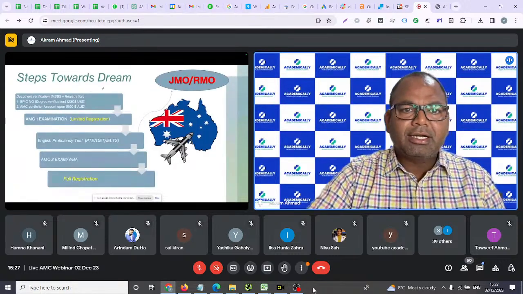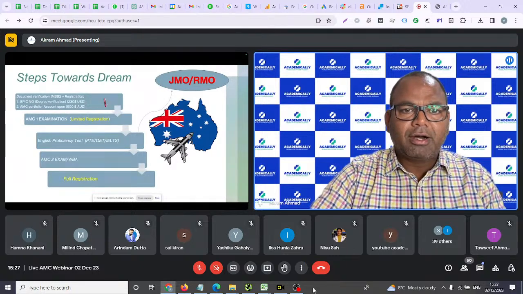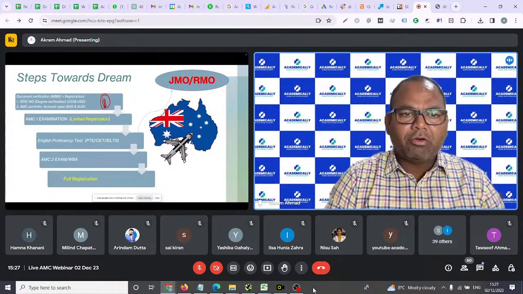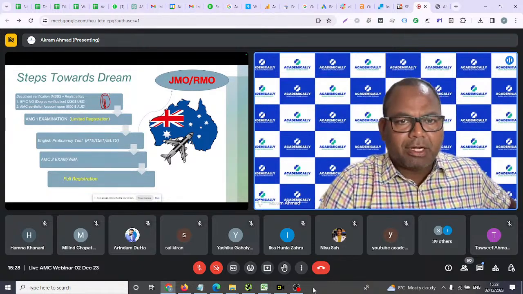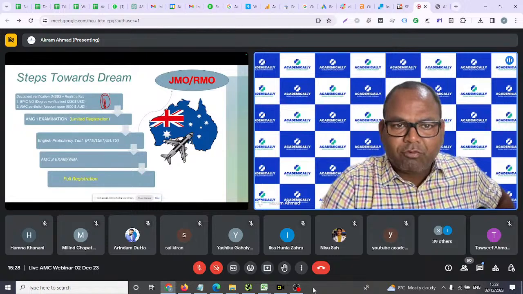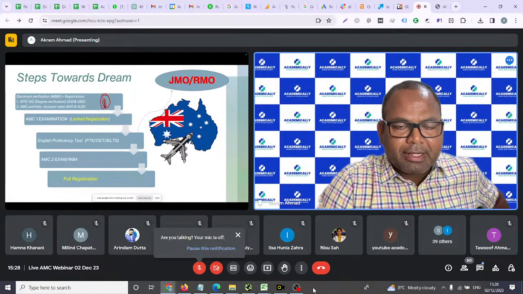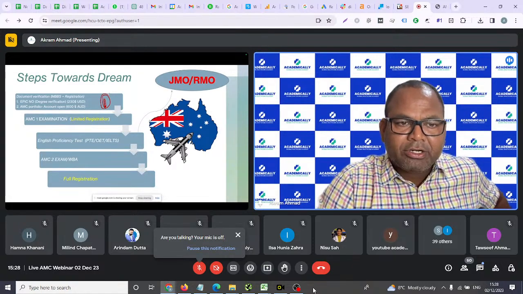So these are the steps you need to take in order to migrate to Australia. We are talking here about the standard pathway. There are four pathways for Australia. One is called the standard pathway, another is called the specialist pathway, and then short term training, and then the competent pathway.